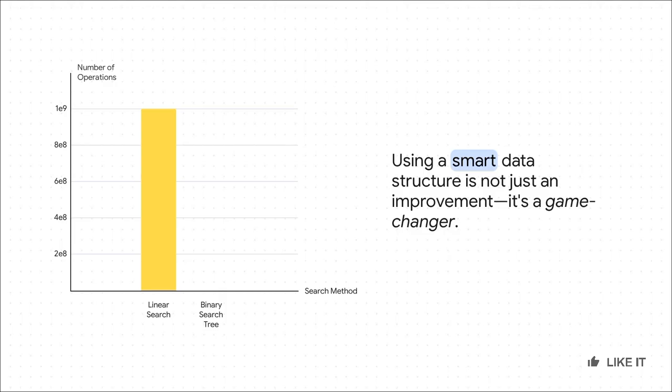If you take the dumb approach, just checking one by one, that could take you a billion operations. A billion. But if you use a smart data structure, something like a binary search tree, the algorithm can find it in about 30 operations. That's not just better, that is a whole different universe of performance. It's a total game changer. That is the power of smart organization.